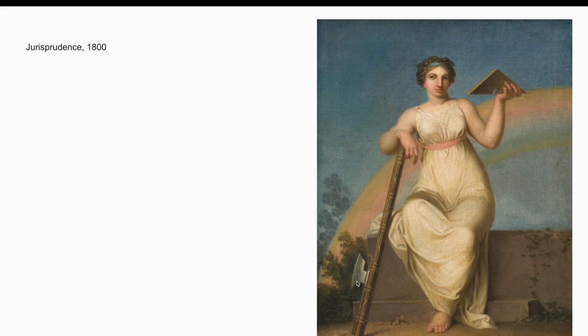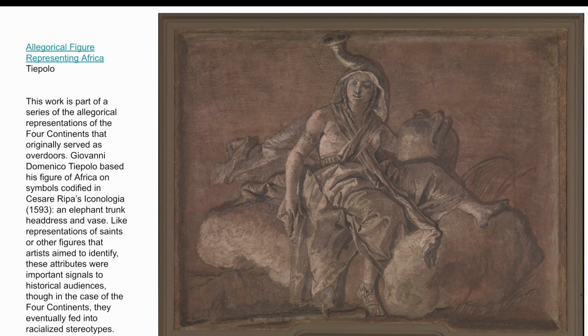She's got some sort of weapon in her hand. There's a rainbow behind her. I don't know what this is. Maybe some sort of plumb bob or sighting tool. I don't know.